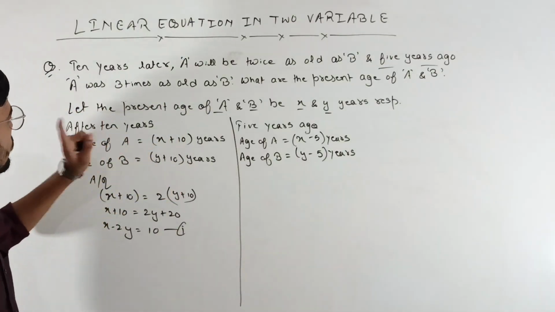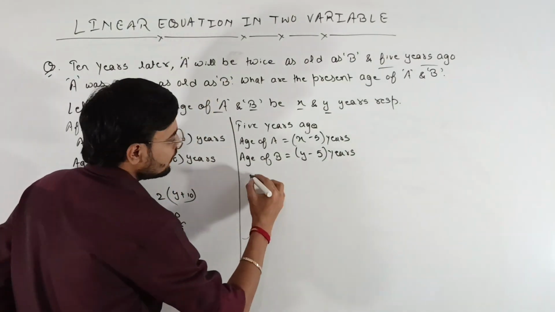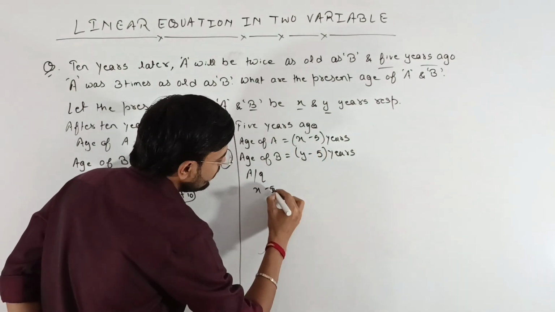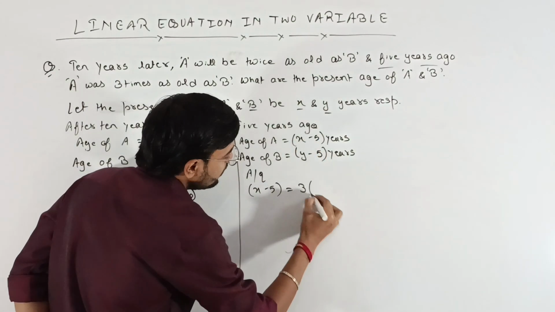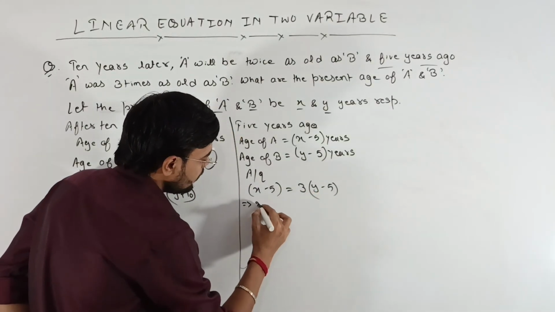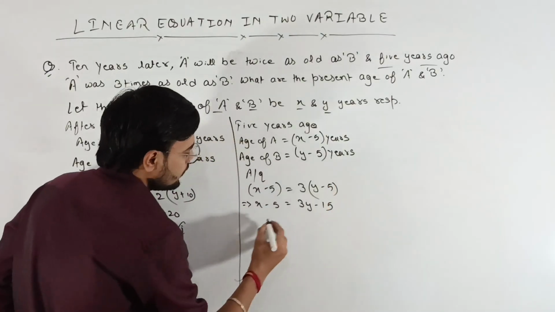Now, 5 years ago what happened? A was 3 times as old as B. According to the question, x minus 5, the age of A, is 3 times the age of B, that is y minus 5. Now solve this. This becomes x minus 5 is equal to 3y minus 15.